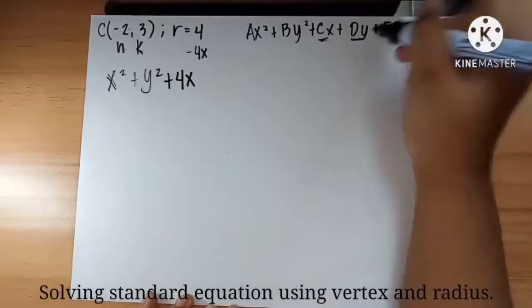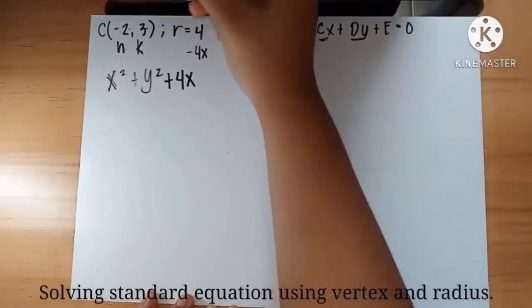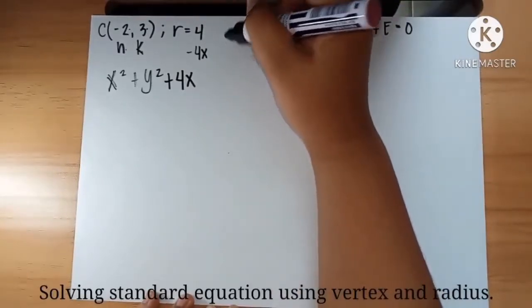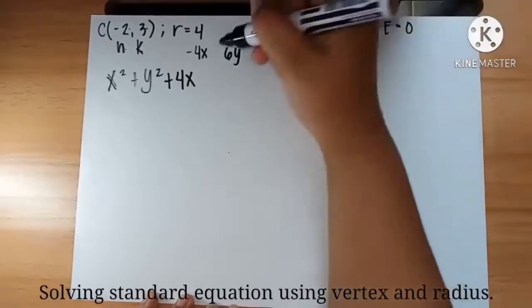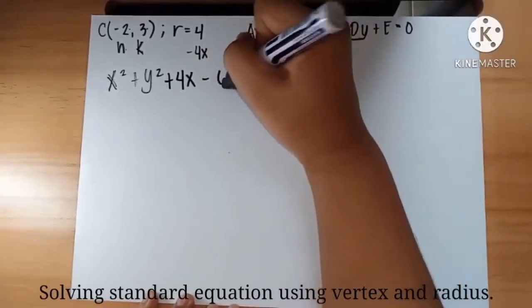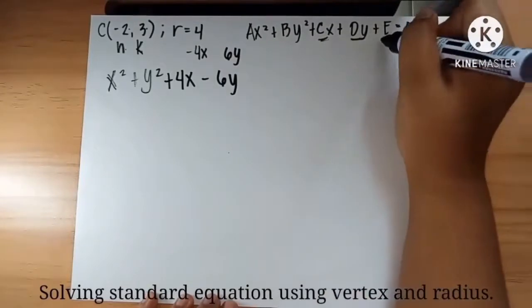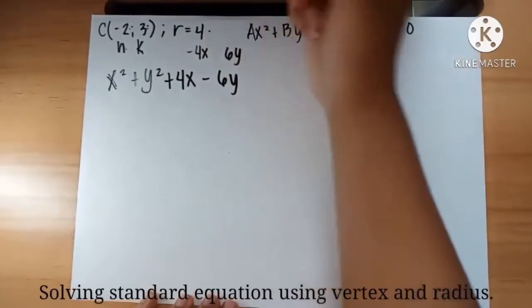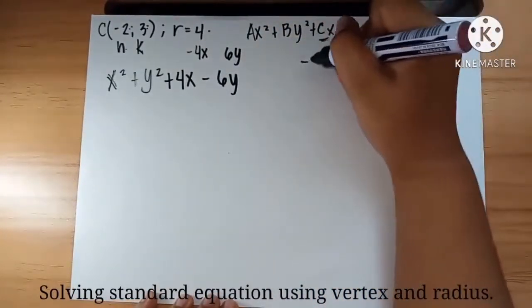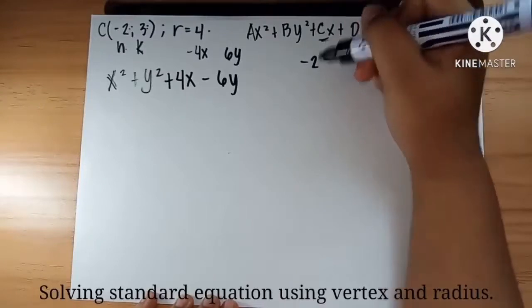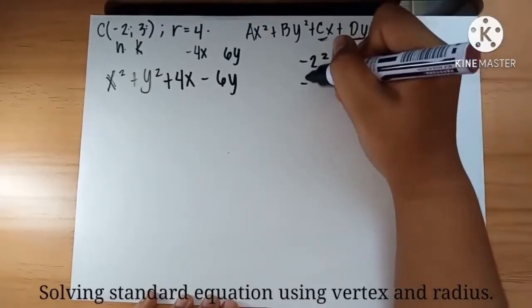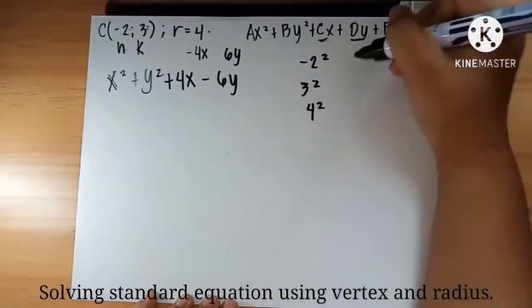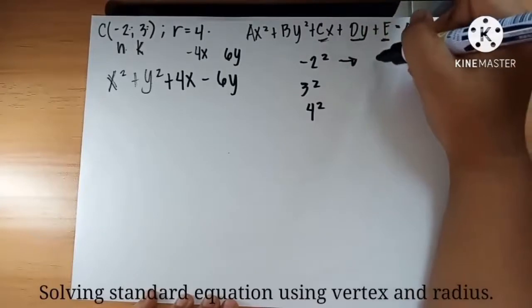Next is the dy. To find this, we have to multiply 3 times 2 times y. We have 3 times 2, 6 times y, we have 6y, and then change the sign, negative 6y. To find the e variable, we have to use the negative 2, 3, and then 4. In solving that, we have negative 2 squared, we have to square it, 3 squared, and then the 4 squared.